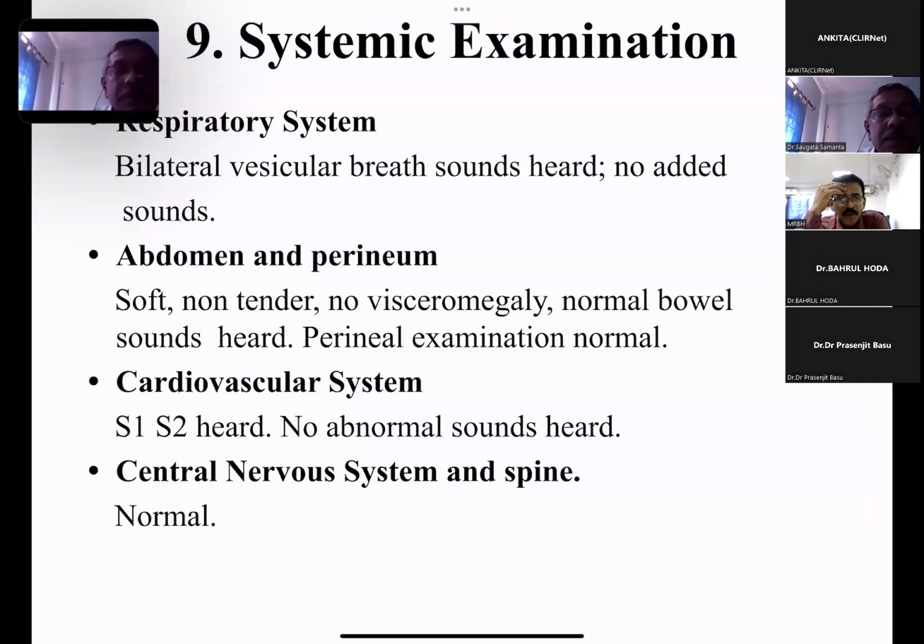On systemic examination, respiratory system, bilateral vesicular breath sounds heard. There's no added sounds. Abdomen and perineum, they are soft, non-tender, no visceromegaly. Normal bowel sounds heard. Perineal examination was normal. On cardiovascular system examination, S1, S2 heard. No abnormal sounds heard, and central nervous system and spine was normal.